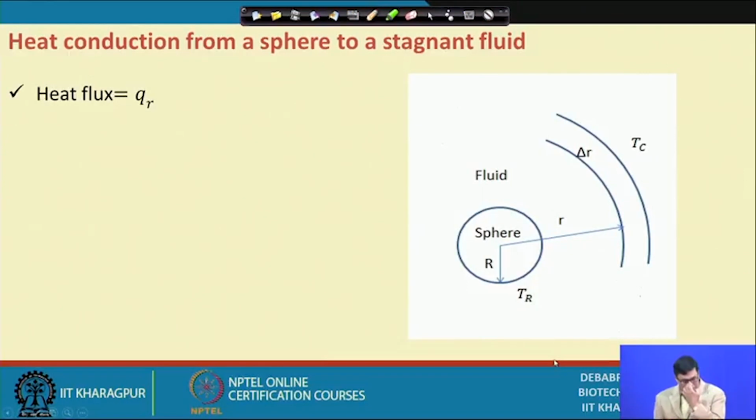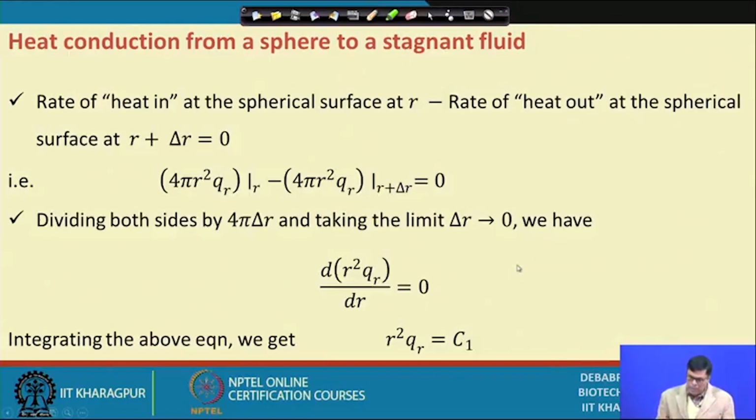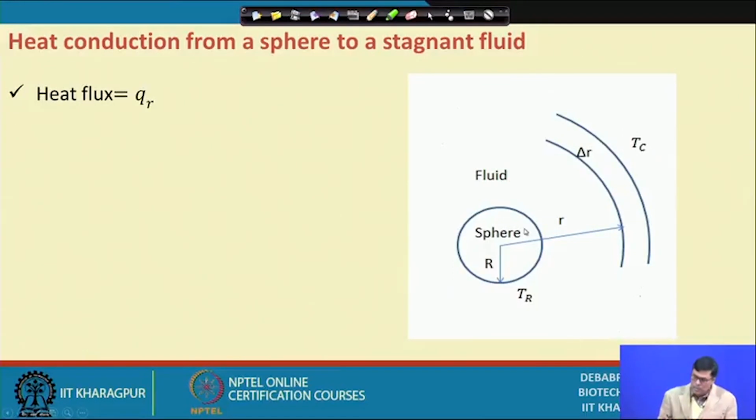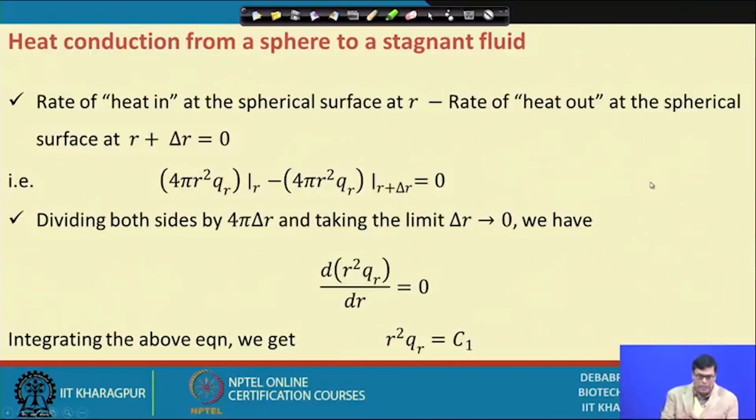So, this is how we can do that. This is the sphere, and this is the fluid that we have. This is R, and this is Tc, and Tr is the difference. So, heat in at the spherical surface r and heat out at the spherical surface r plus del r should be equal to 0, which can be represented like this. This is the surface area, am I right? The surface area of a sphere is 4 pi r square, so 4 pi r square q at r, and 4 pi r square q at r plus del r.